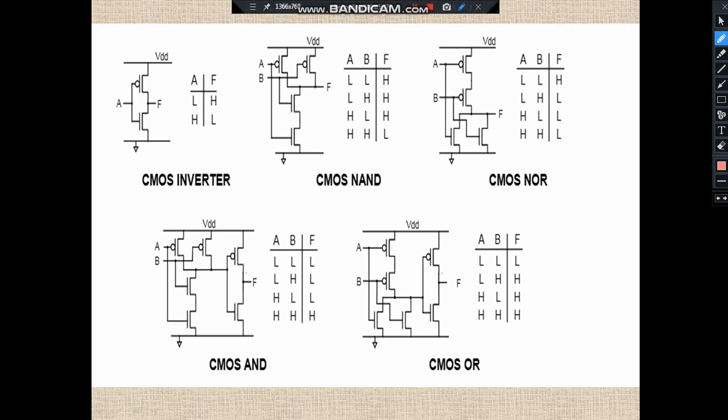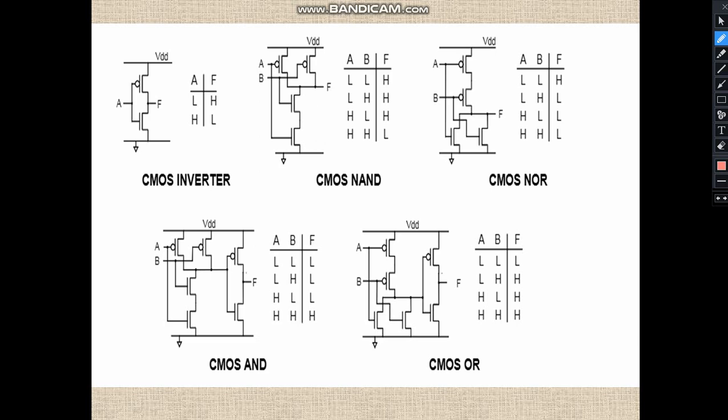The second example is the CMOS NAND gate. As we are implementing the AND operation, we will get inverted AND, meaning the NAND gate. For the AND operation, the two inputs should be connected in series. So the NMOS are in series, and at the same time the PMOS are connected in parallel.